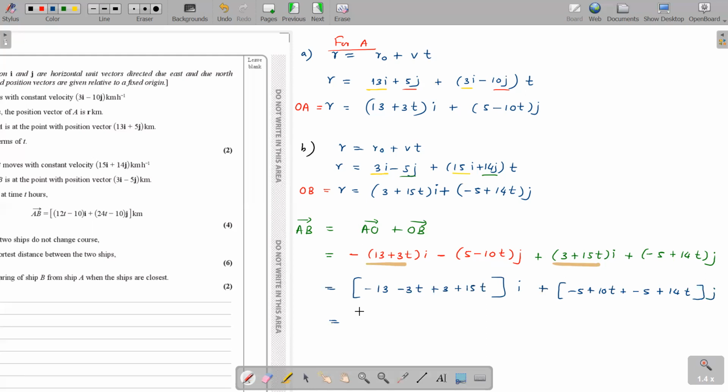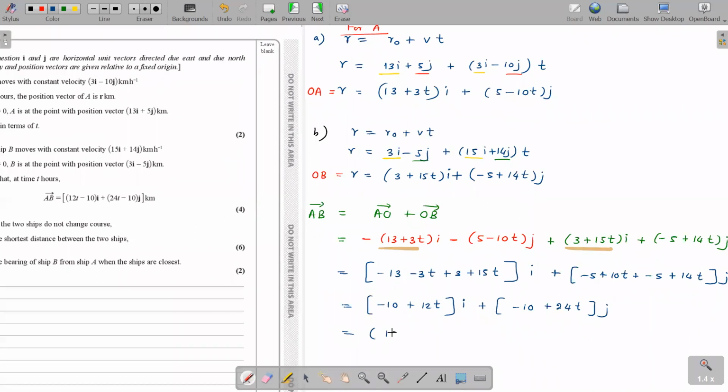Add everything. Minus 13 plus 3 is minus 10. 3t plus 15t is how much? 12t. Minus 10 plus 12t times I. The other one: minus 5 minus 5 is minus 10. 10t plus 14t is how much? 24t times j. Do you agree with my answer? So basically, let's write it as 12t minus 10 I, 24t minus 10 j. Basically, it's the same thing that I wrote. So can you see I'm getting to show that? And I have written the full working for the show that, showing every single step of how I got AB along the way. Okay? Do you understand?